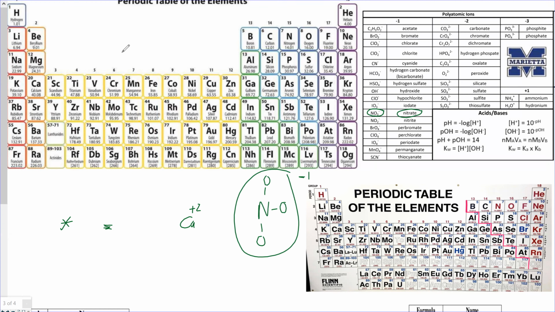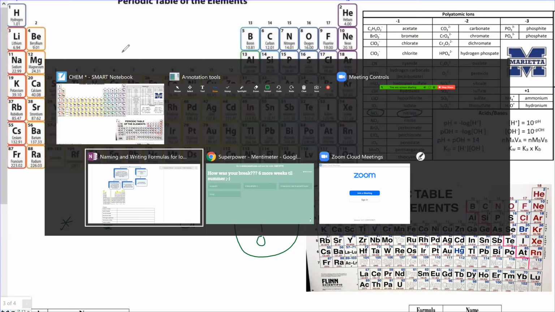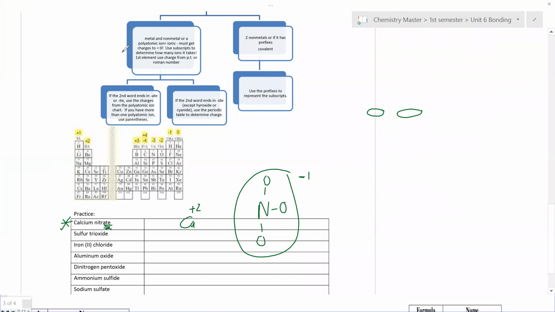So you don't have to do any multiplying. It's not saying -1 times the 3. It's saying you've got this NO3, and together the charge for that is -1. So NO3 with a -1 charge. I'm going to go back here and write that. So I've got NO3 with a -1 charge.